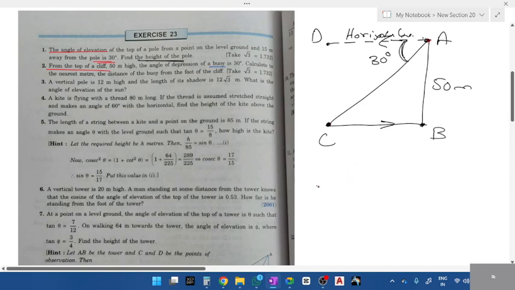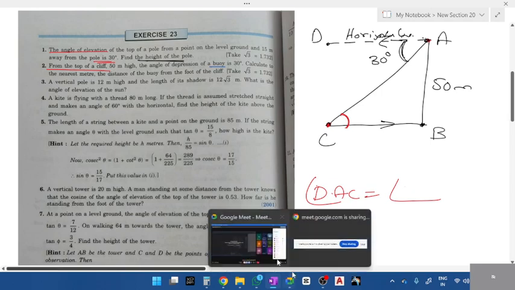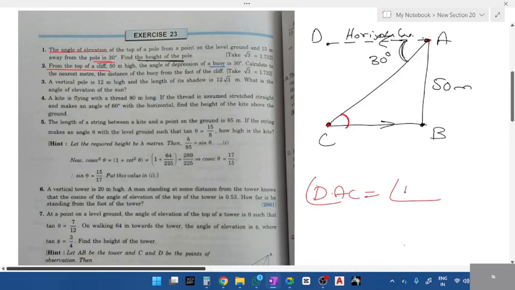Parallel line concept. Angle DAC is equal to which one? Angle of depression is equal to, from angle C, how will you look at angle A? Is it depression or elevation? Which two angles are vertically opposite, students? ACB. So if angle DAC is 30 degrees, angle ACB should be 30 degrees.